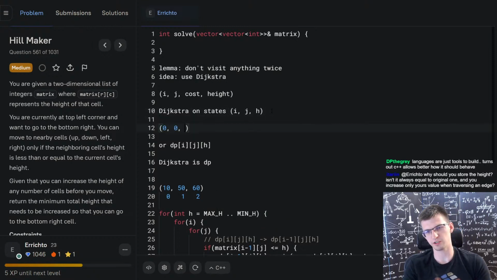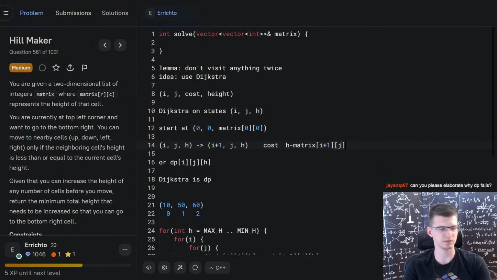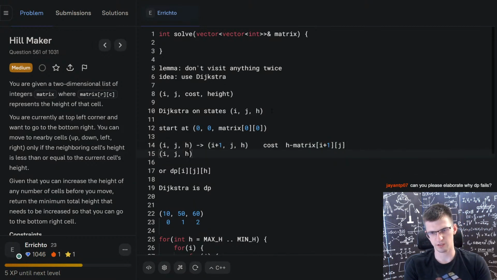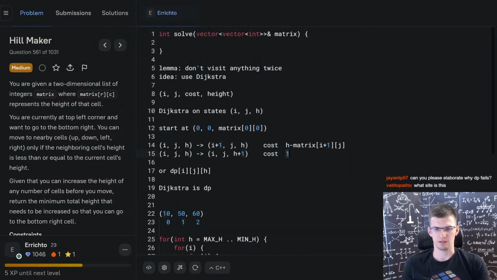You obviously start from 0, 0, and whatever the height is at 0, 0. Start here. And there are edges, like from i, j, h there is an edge to i plus 1, j, h with some condition, and the cost is like h minus matrix of i plus 1, j. Right, from i, j, h there is an edge to i, j, h plus 1 with cost of 1, or actually the cost is, I explained here why it's not exactly 1. H is one of those values, 10, 50, 60. It's the difference, like 60 minus 50. So yeah, and that's it.